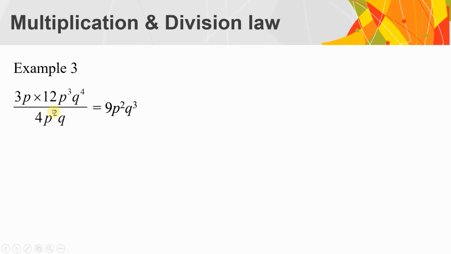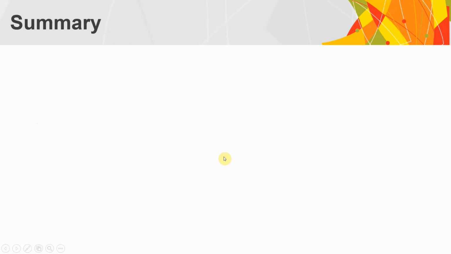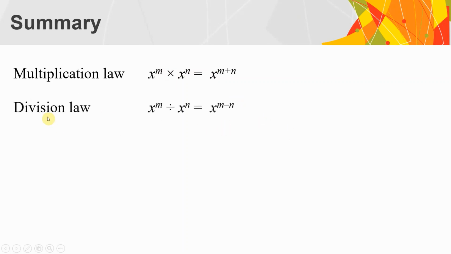expressions with indices. Just a summary. For the multiplication law, whenever we multiply the same variable with different powers, we add the powers together. And if we divide, it can be in a fraction form, we minus the power. So that's all for today's lesson.